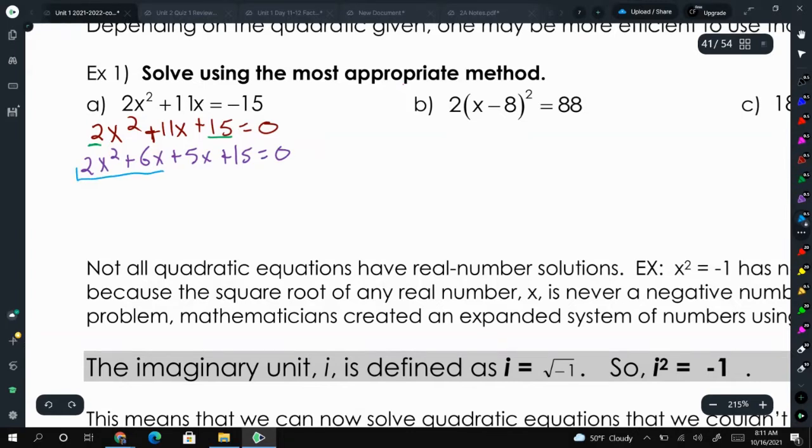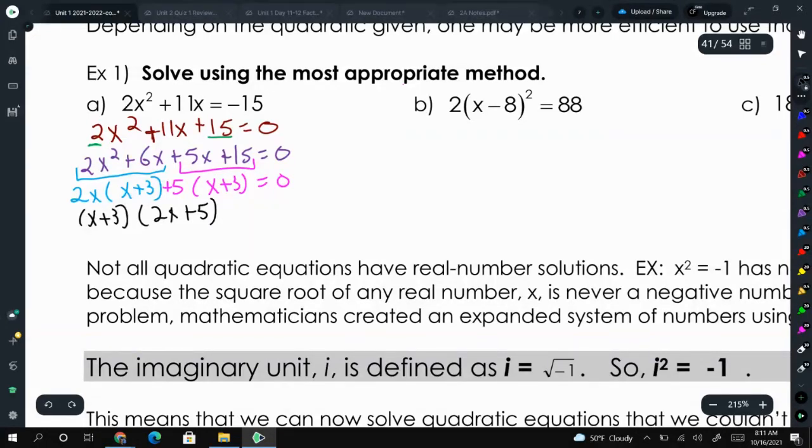And we have 2x squared plus 6x plus 5x plus 15 equals 0. And then we factor by grouping 2x, and then we get x plus 3. And here we factor out a 5, and we get x plus 3 equals 0. So our two factors are going to be x plus 3 and 2x plus 5 equals 0.